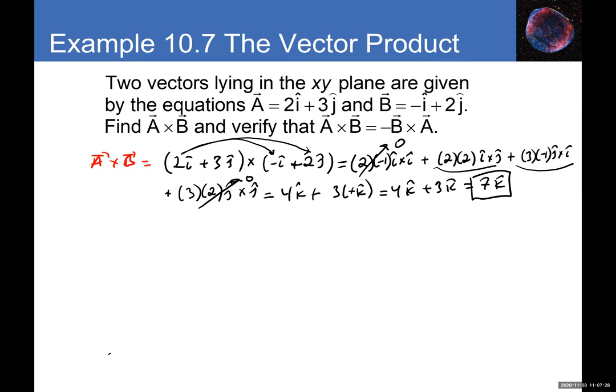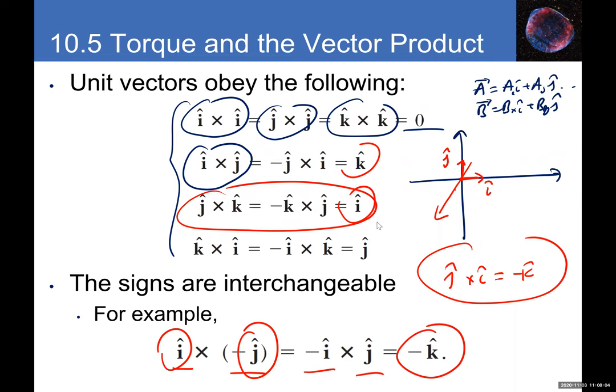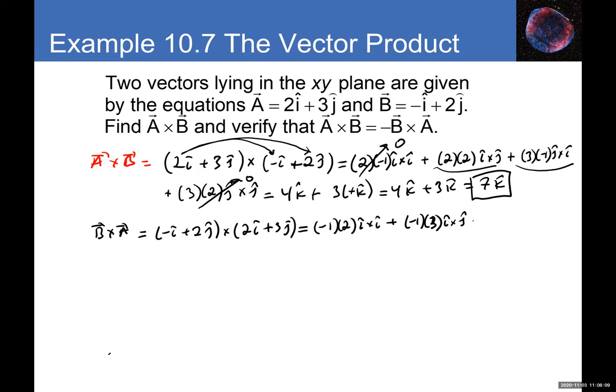How about B cross A? If I do B cross A, this becomes negative i hat plus 2j hat cross 2i hat plus 3j hat. Same thing: negative 1 times 2, i hat cross i hat, plus negative 1 times 3, i hat cross j hat, plus 2 times 2, j hat cross i hat, plus 2 times 3, j hat cross j hat.